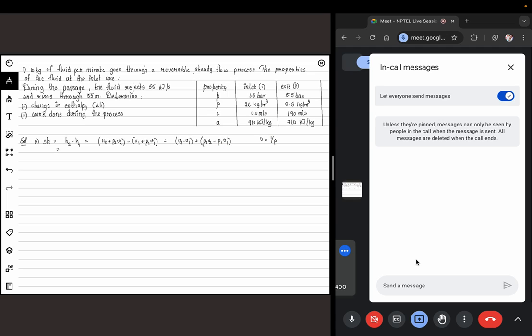So how do I get delta H now? U2 minus U1, that is 10 minus 910, plus P2 V2, where V2 is basically 1 by rho2, divided by 100 just to convert it into kilojoule per kg, minus P1 V1.